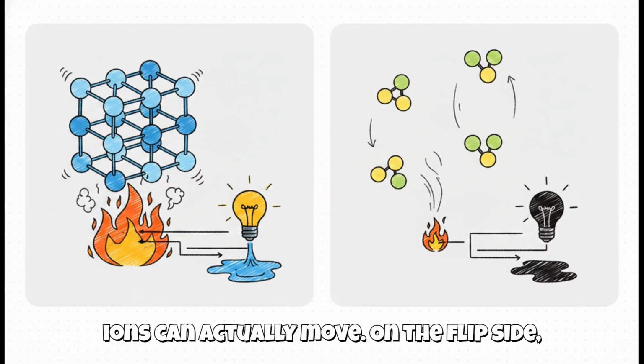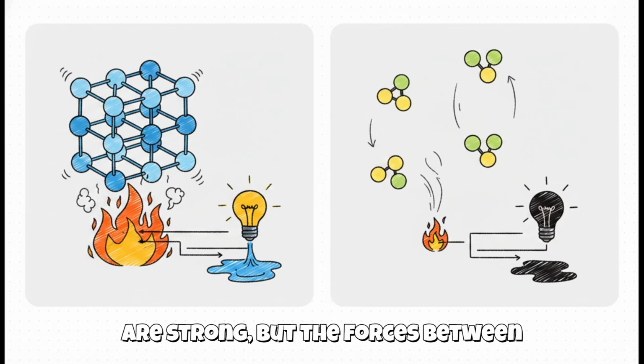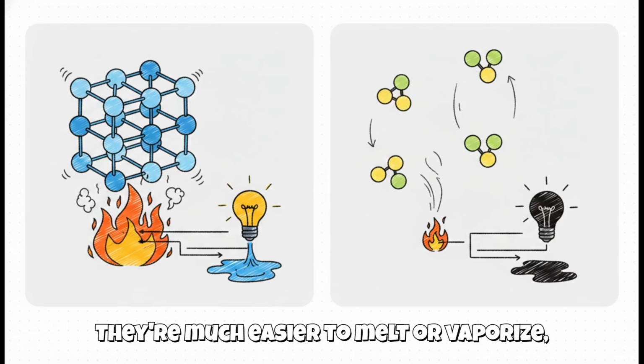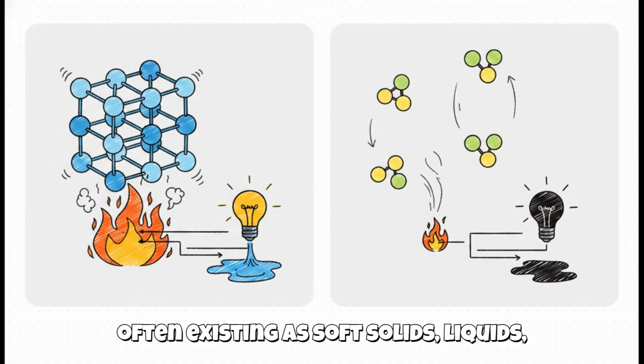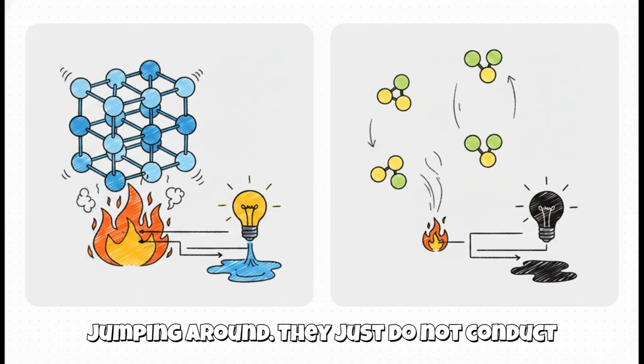On the flip side, covalent compounds exist as separate molecules. The bonds inside the molecule are strong, but the forces between different molecules are super weak. So they're much easier to melt or vaporize, often existing as soft solids, liquids, or gases. And without any free ions jumping around, they just do not conduct electricity.